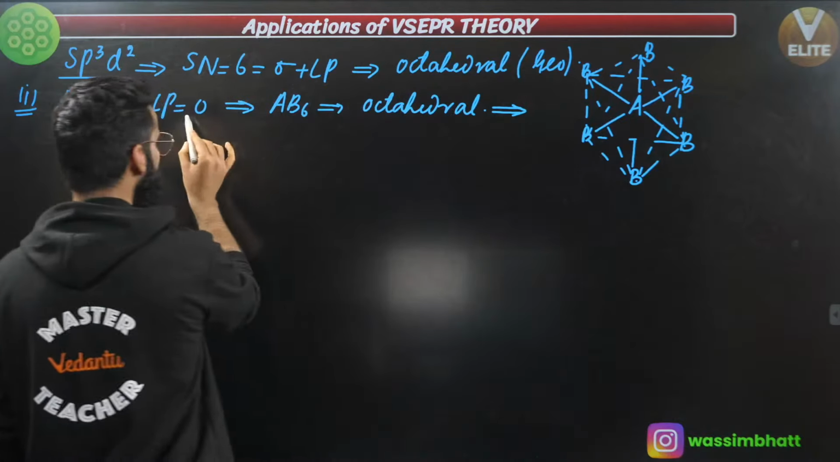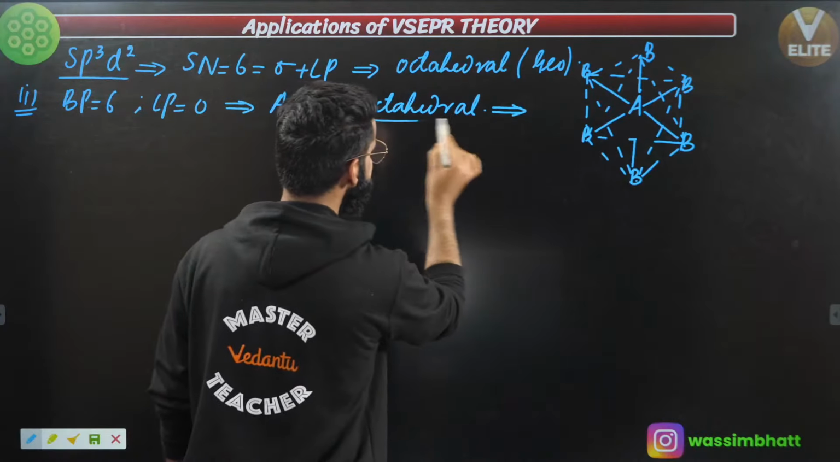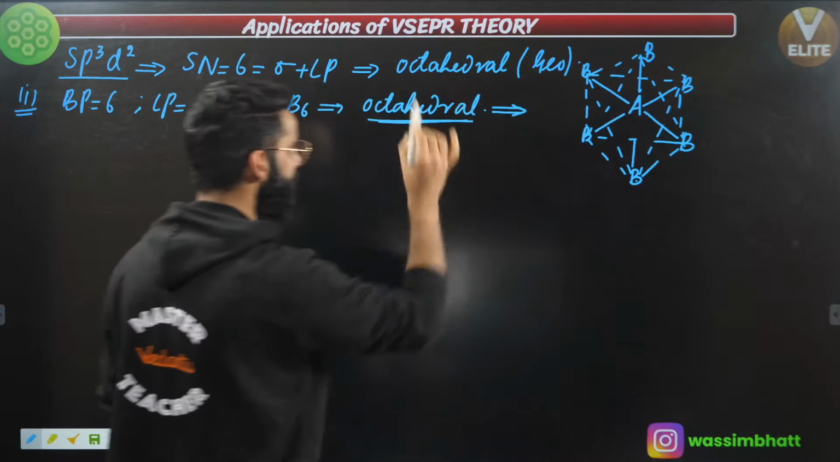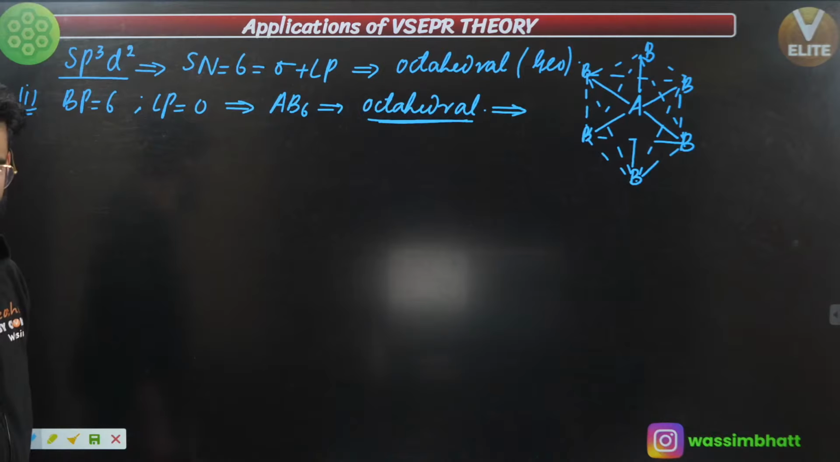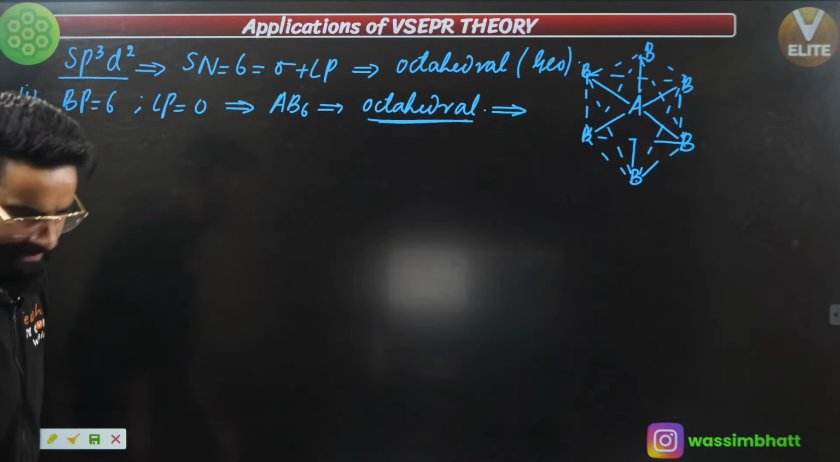Since there are 0 lone pairs, whatever is going to be the geometry, same is going to be the shape, correct? Shape as well as geometry in case of AB6 type is the same, and it's octahedral.